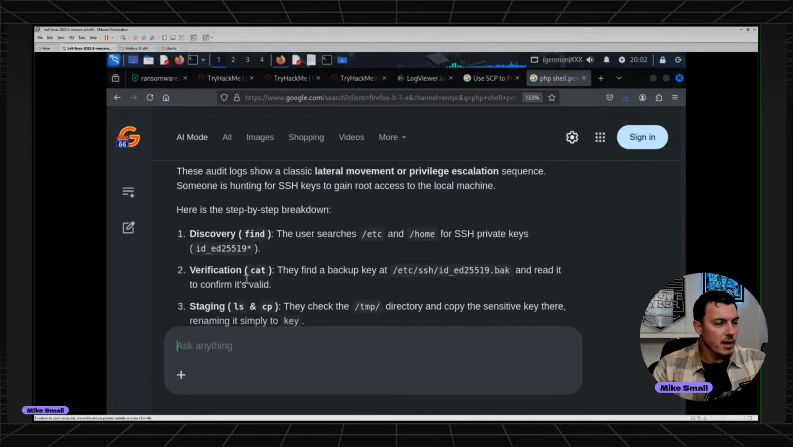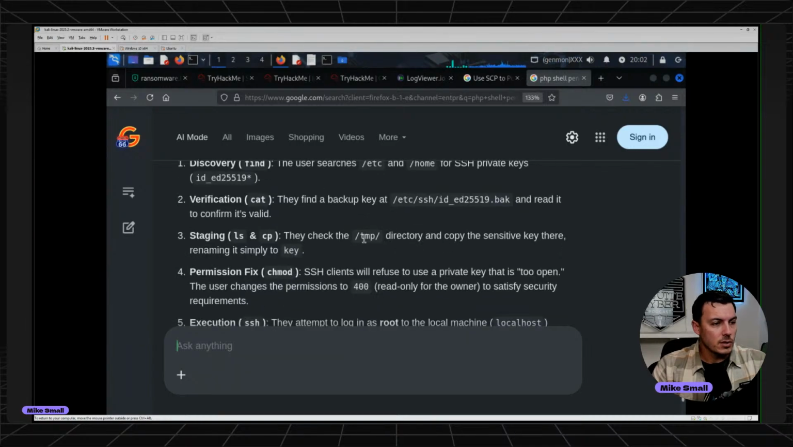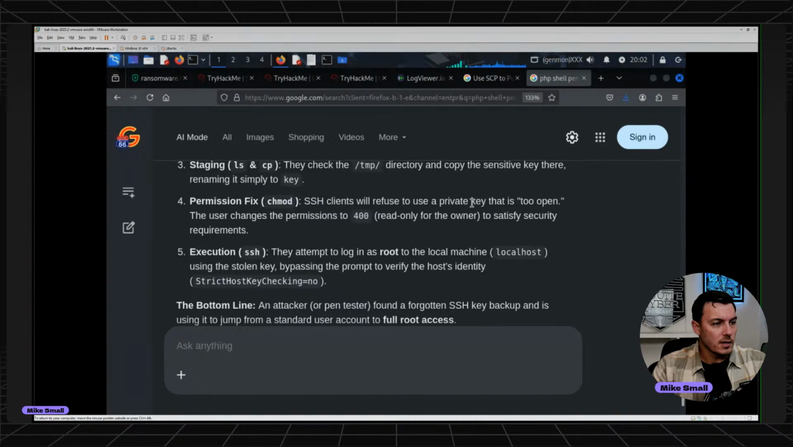So it's going to tell you, hey, they're doing discovery. They cat and read it. They're moving it to the directory, which is what we talked about. They're fixing permissions on it. And then they attempt to log in as root. So now they're utilizing it to log in as root. That's interesting. So this answers exactly what we were talking about, which is how did they escalate privileges to root? They did it because they found an old SSH key that they had the ability to read. They then made a copy of it so they could execute it, and they elevated their permissions.